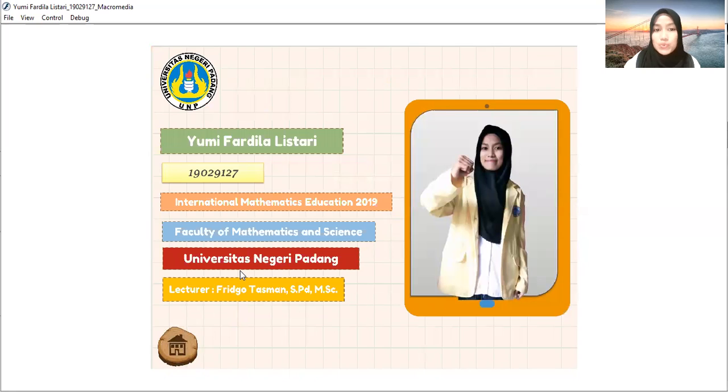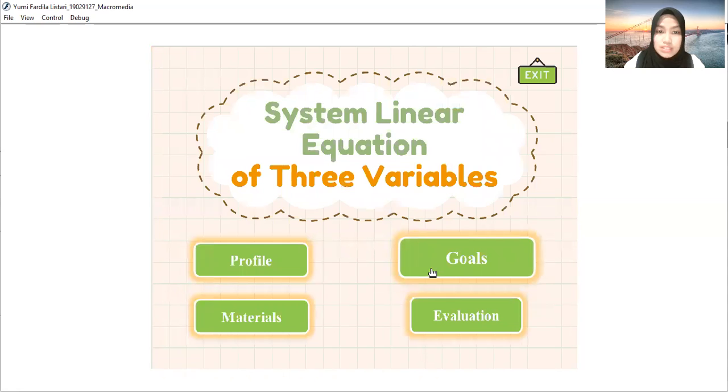Okay, this menu contains my identity and my lecturer. My name is Yumi Fardila Listari. My ID is 190291127. I'm from International Mathematics Education 2019, Faculty of Mathematics and Science, Universitas Negeri Padang. Okay, the student can click the main menu. The second menu is goals.